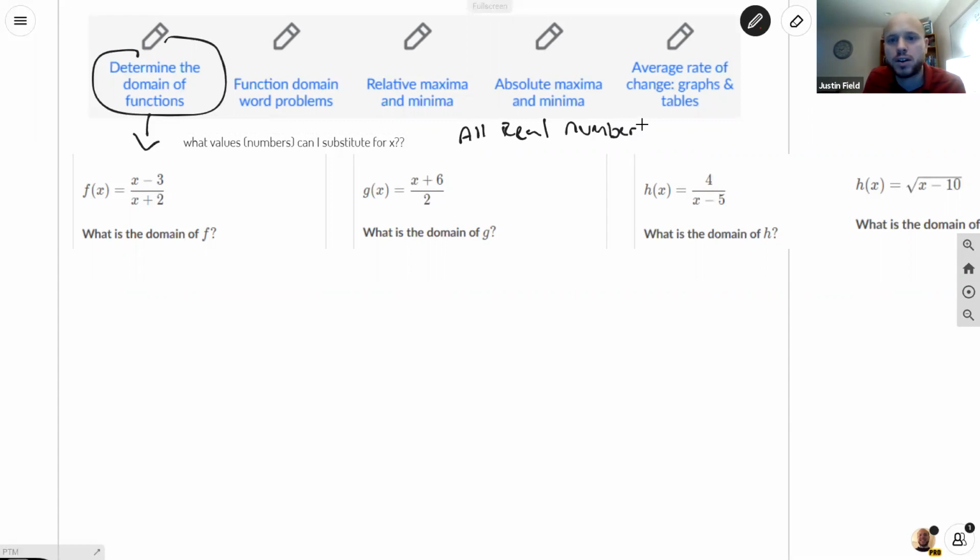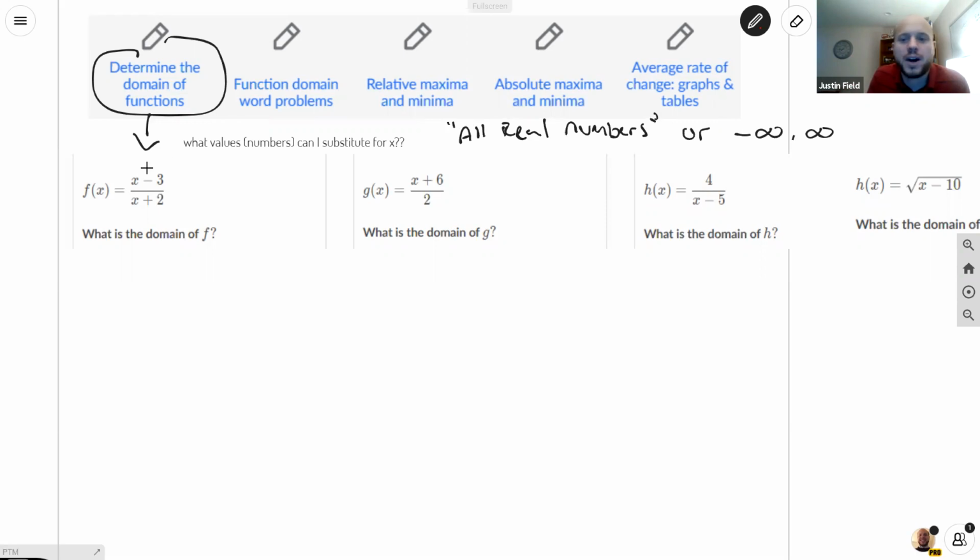Real numbers are pretty much, until you get to algebra 2, every number you know can be substituted in. If that's the case, you say the domain is all real numbers, or you could say negative infinity to positive infinity.